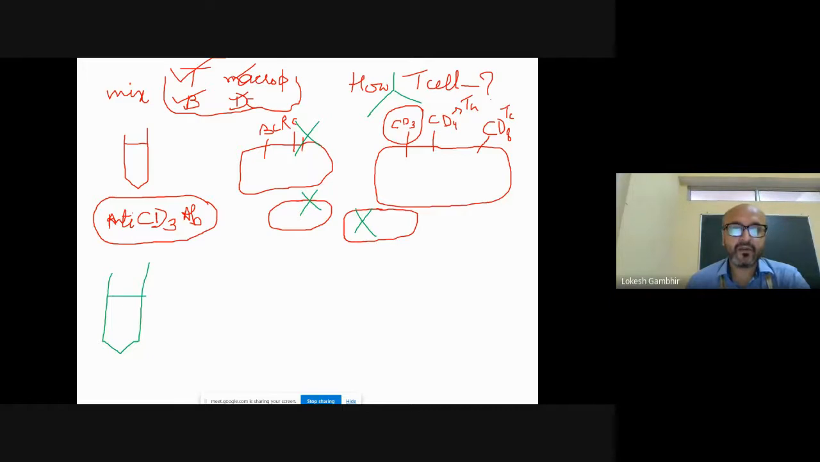I have a mixture of different cells: T cells, B cells, macrophages, and dendritic cells. I added this particular antibody to the cells and incubated it for 2 hours, let's say 2 to 4 hours. Now it will go and bind to the CD3 molecule.